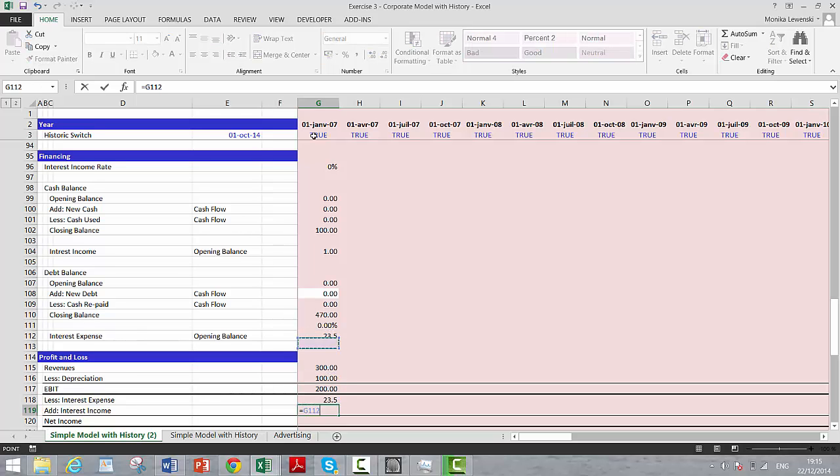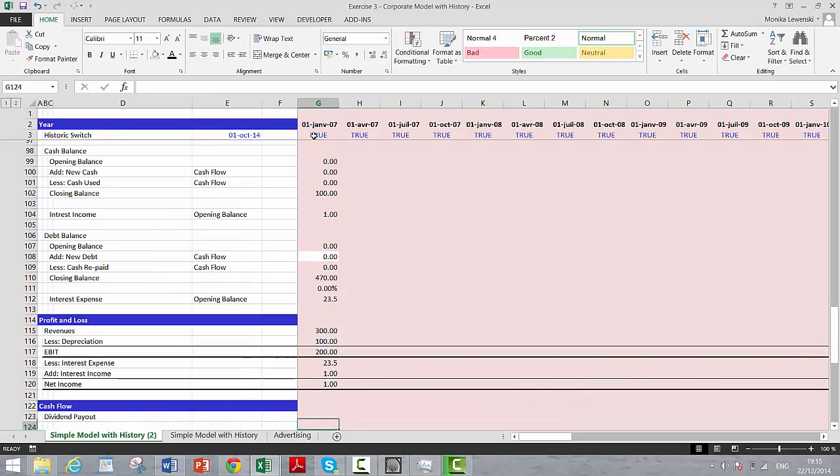Our interest income. Oh, my dog's barking. I don't care. That's okay. She's allowed to bark. She's not doing really well right now, so I don't care if you don't like that my dog barks.